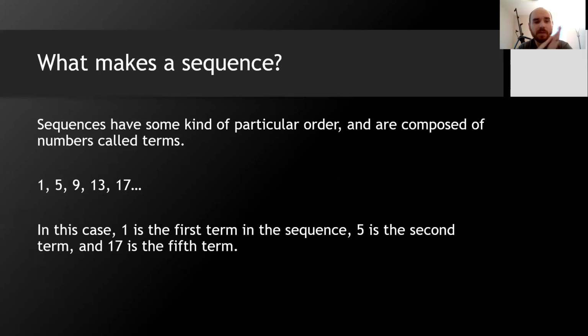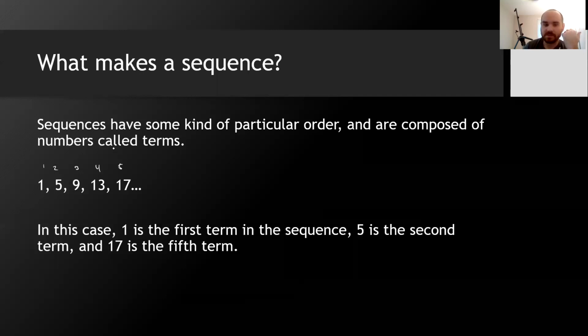So we want to talk about what makes a sequence. Sequences have to have some kind of particular order, and they're composed of numbers that we call terms, just like we call them terms in algebraic expressions. So in this case, 1 is the first term in the sequence. We have 1, 5, 9, 13, and 17. 5 is the second term. 17 is the 5th term. So 1, 2, 3, 4, 5.